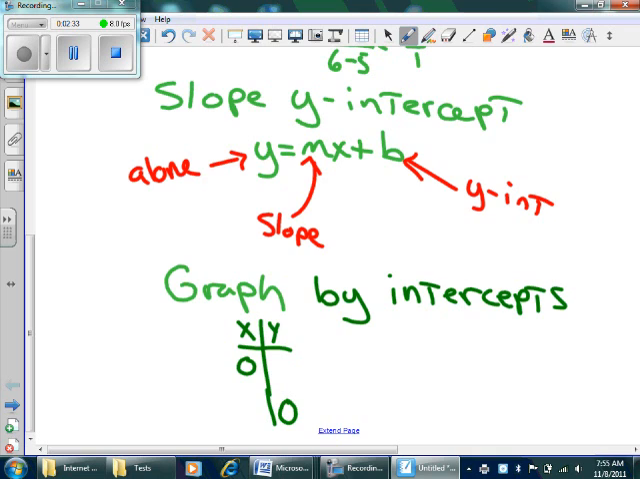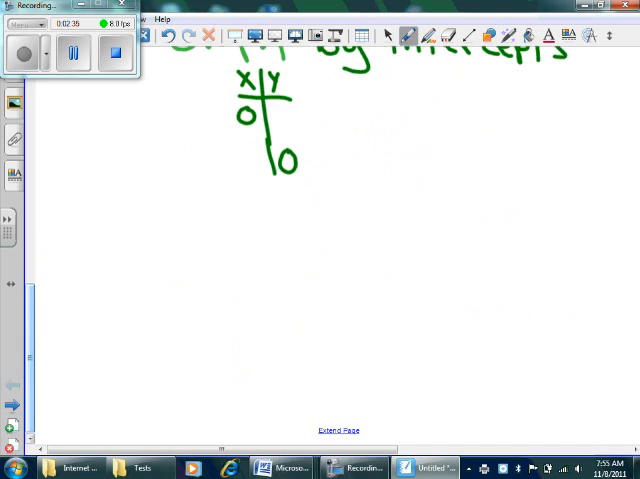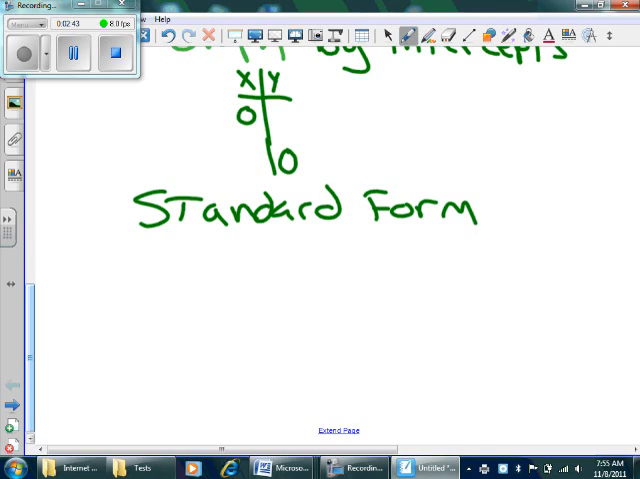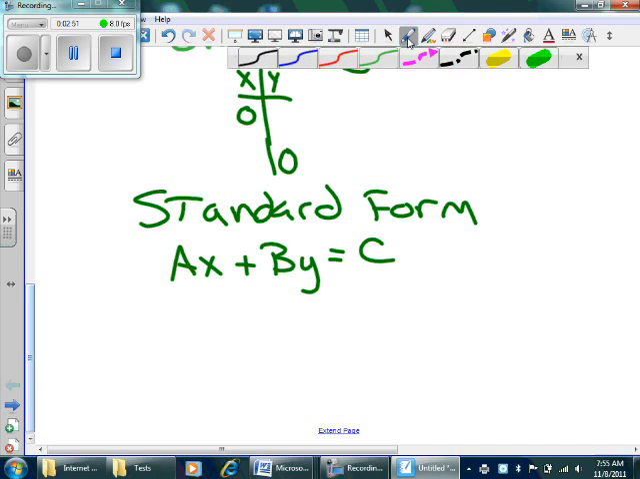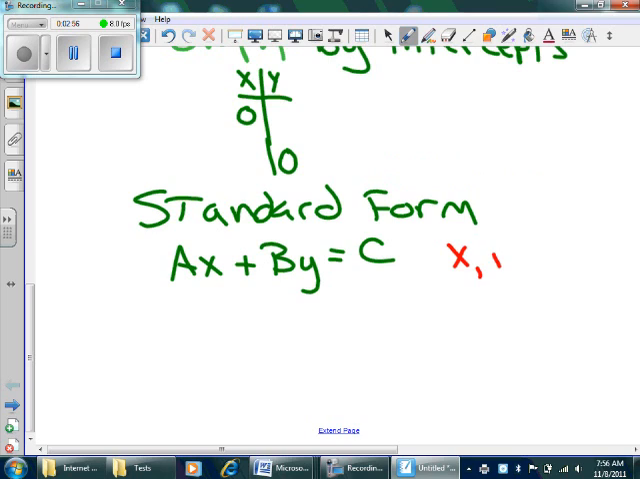All right, so today we are working on standard form of a linear equation. And the standard form looks like this: ax plus by equals c. Please note that x and y are variables. They're the variables, x and y. A, b, and c are not.